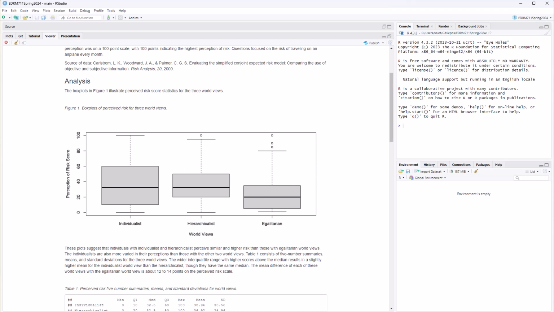We have a single factor, worldviews. That factor has 3 different levels or categories, individualist, hierarchicalist, and egalitarian, and every single participant in our study is categorized as being primarily in one and only one of these categories. So that's what makes this a between subjects factor.